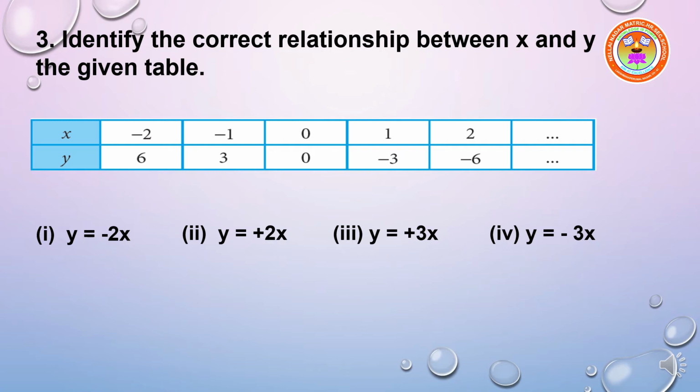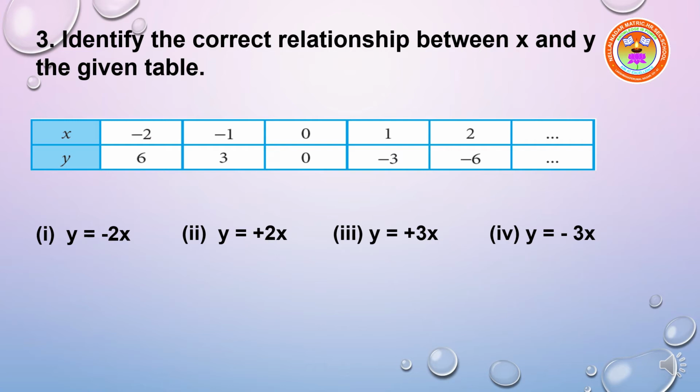For the first option, in the place of x, we are going to substitute minus 2. So, minus 2 into minus 2 will become plus 4. But what is the y value we are getting there? It is 6. So, it is not the first option. Now, the second option is not the correct option because it is also 2 into 2. Again, we will be getting 4 for that. But here the y value is given as 6. So, the second option is not the correct one. We will move on to the third one.